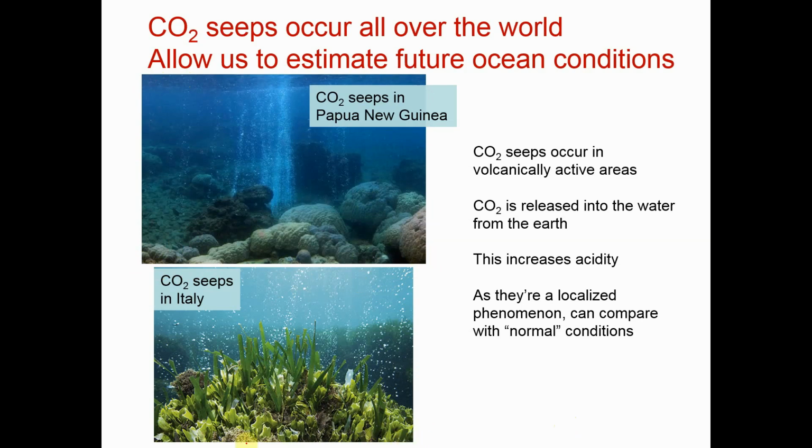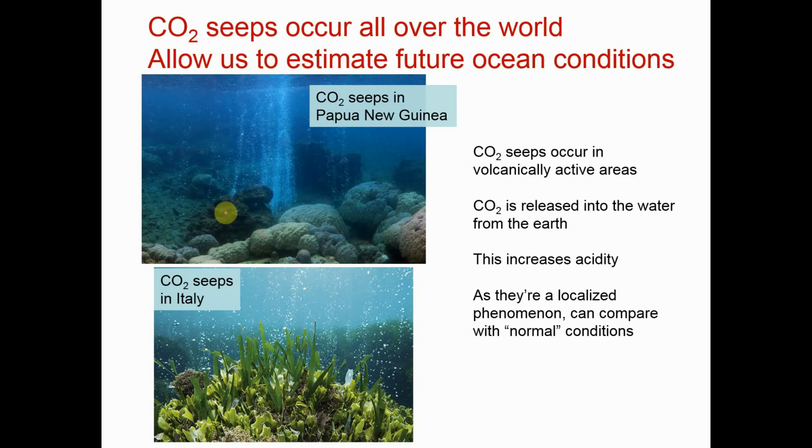So this is not a coral reef ecosystem. This is a temperate ecosystem which is dominated by seagrass. And CO2 seeps occur in volcanically active areas. The reason these CO2 seeps are there is because lava and volcanic activity just underneath the seabed is generating CO2. This CO2 escapes through the seabed and enters the seawater from underneath, which is what these bubbles are here. And this CO2 is released into the water from the earth.